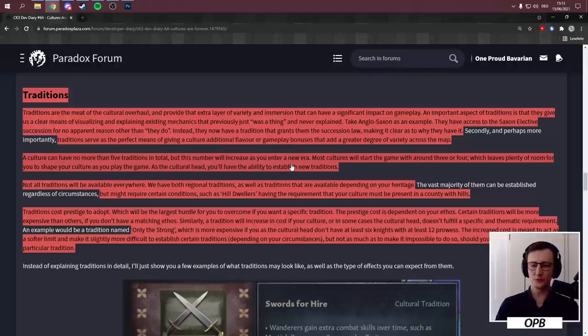It's actually a question. I assume tribal doesn't give you anything, so you would end up with 8, right? You have 3 more after tribal, and as you enter them, you get 3 more, meaning 8. Okay, that's pretty cool. That's a lot of variety here. That's a lot of modularization there, where I can choose what I want and what I want to pick. Most cultures will start the game with around 3 or 4, which leaves plenty of room for you to shape your culture as you play the game.